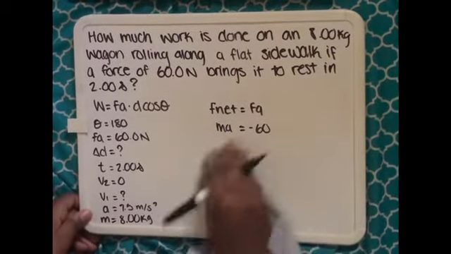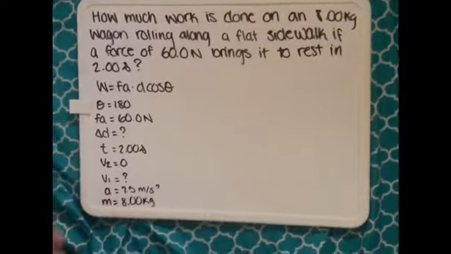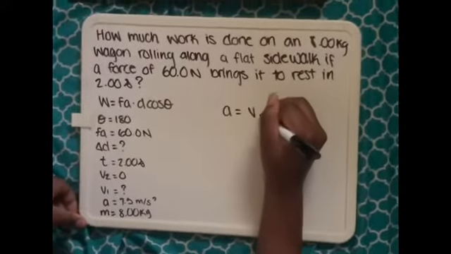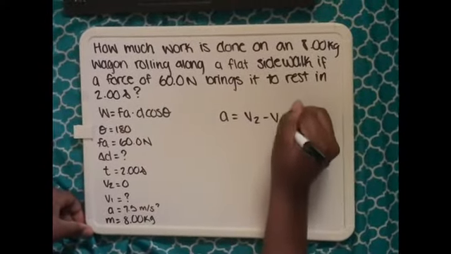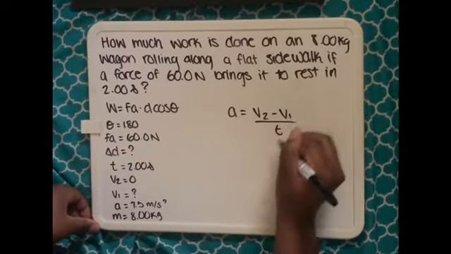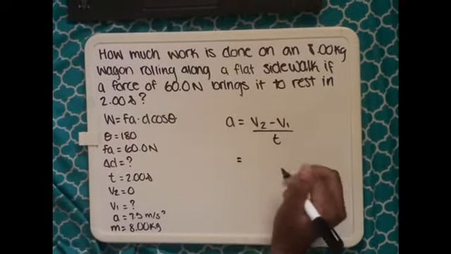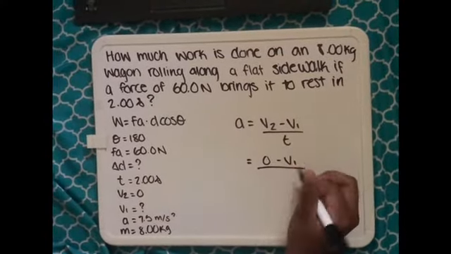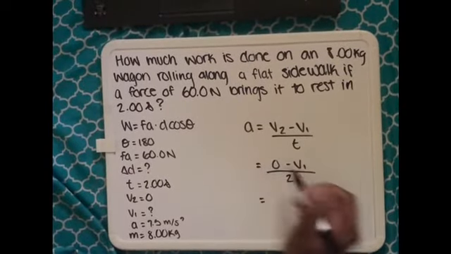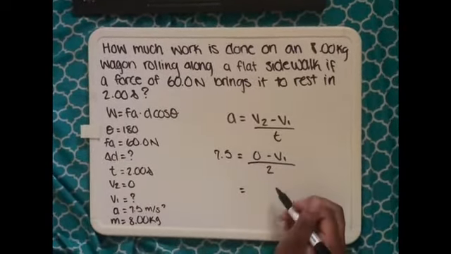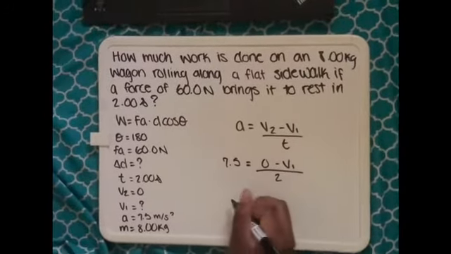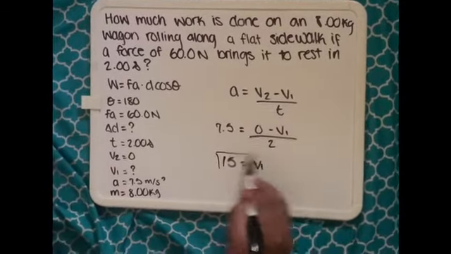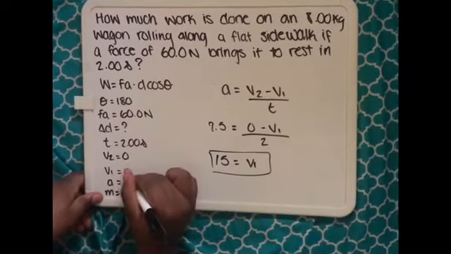So then since we have that, now we can solve for V1. So we're going to do acceleration is equal to V2 minus V1 all over t, which is equal to V2 is 0 minus V1 over t, which is 2 seconds, and acceleration is 7.5. So when you rearrange it, it becomes 15 is equal to V1. So 15 is your V1, so you can change that here.